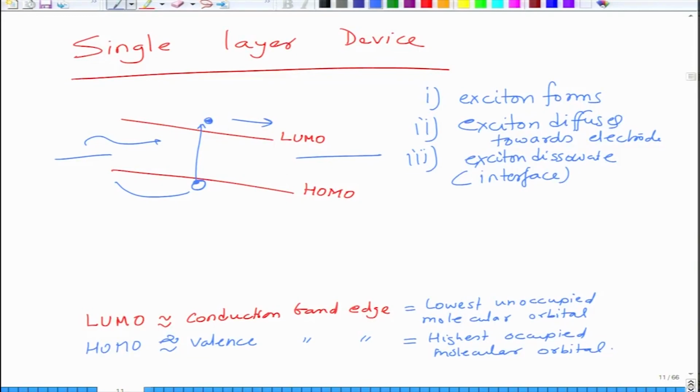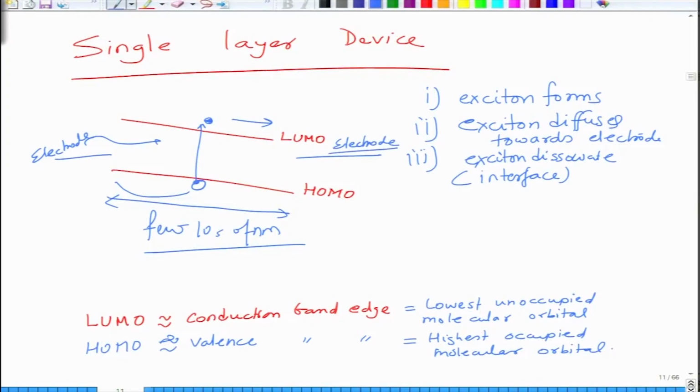These are the three processes, and as we said, the exciton diffusion length is about a few tens of nanometers. The whole device thickness cannot be larger than a few tens of nanometers. If your device thickness is controlled by this diffusion length, your solar cell cannot be very thick. This is a metal electrode, and this is also an electrode. You have to use two different metals so that there is a work function difference: one high work function, one low work function metal.